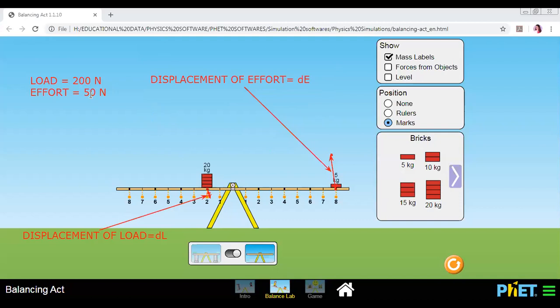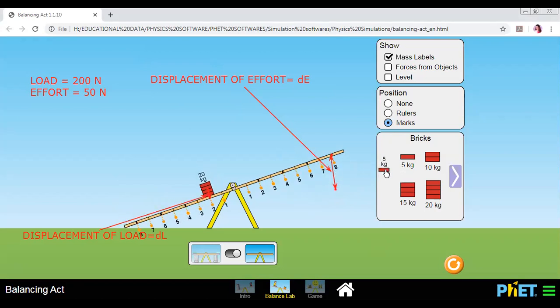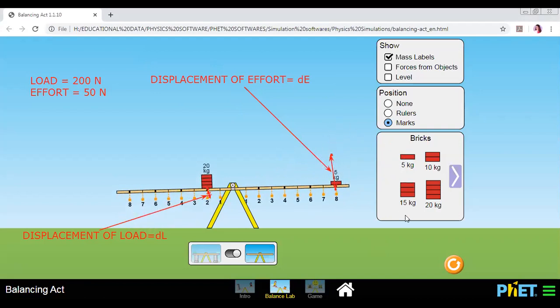See, how much is my load? My load is 200 Newton. How much is the effort? The effort is 50 Newton. And when I kept it here, I will show you again by moving it. See, I lifted it. Look at the displacement of load and displacement of effort. This is the initial position of effort. This is the final position of effort. So if I place it, you will find that's my displacement of effort.